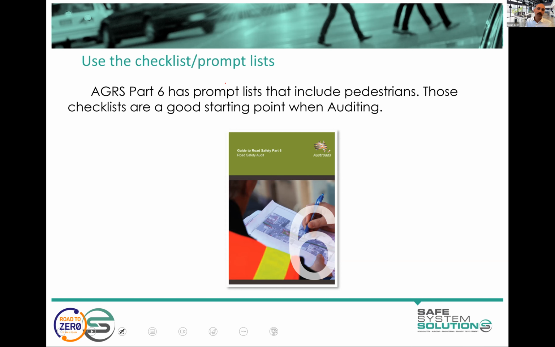We call them prompt lists because it's not a checklist that you would go through and just tick everything off and go, well, job done. No, they're just to prompt your thinking and spark ideas, like thinking about lighting as well, or drainage, or pedestrian desire line. Which way will vehicle drivers be looking when they turn? All of that sort of stuff. So it helps you.